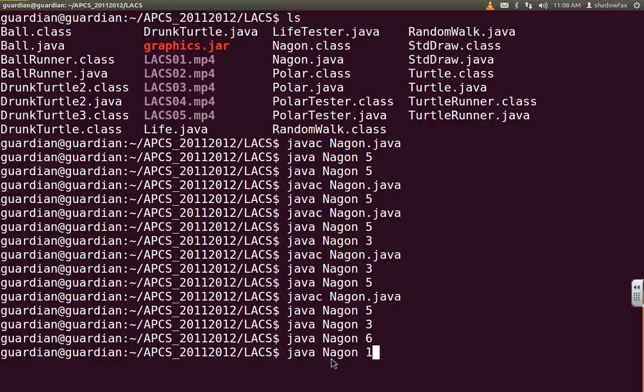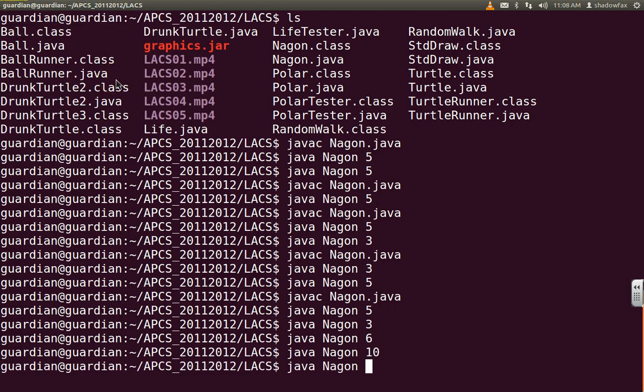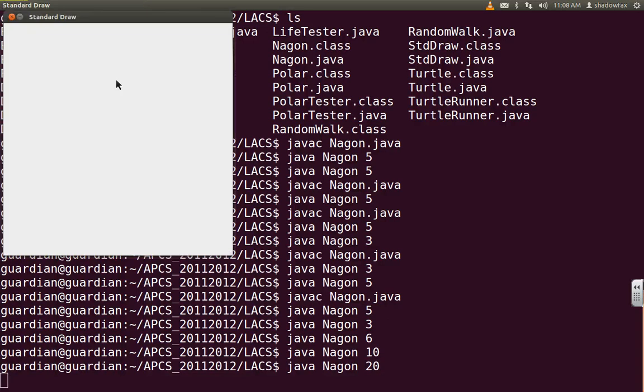Now remember last time we did 10 sides and it didn't fit right? Let's see. There it is. And notice what happens is, as the number of sides gets bigger, the sides get shorter, and you get more and more like a circle, don't you? How about 20 sides? There you go. There's 20 sides. It's more and more like a circle.